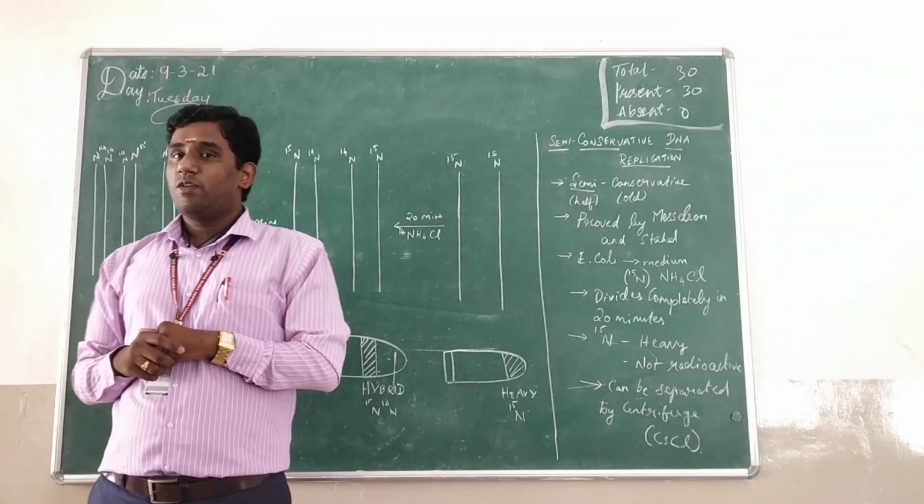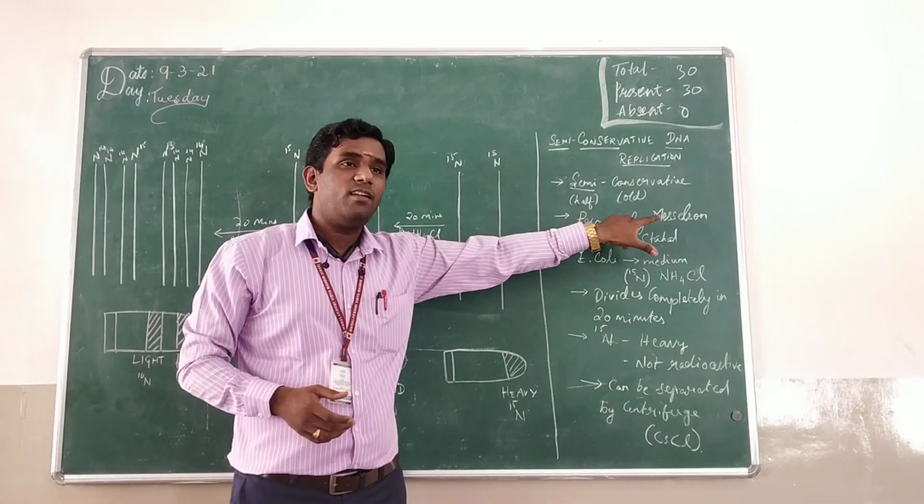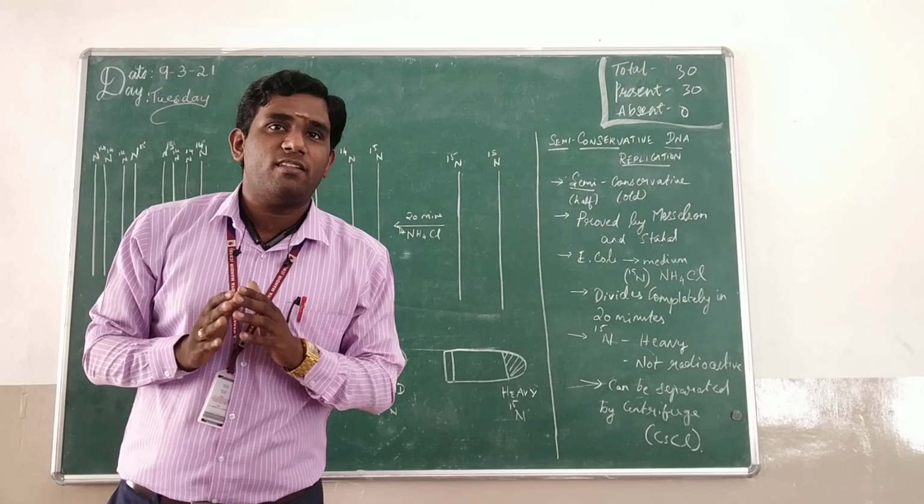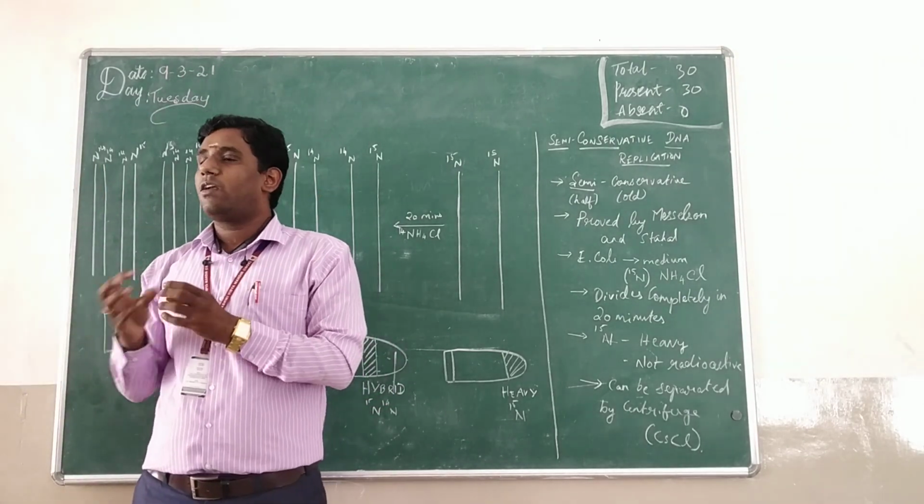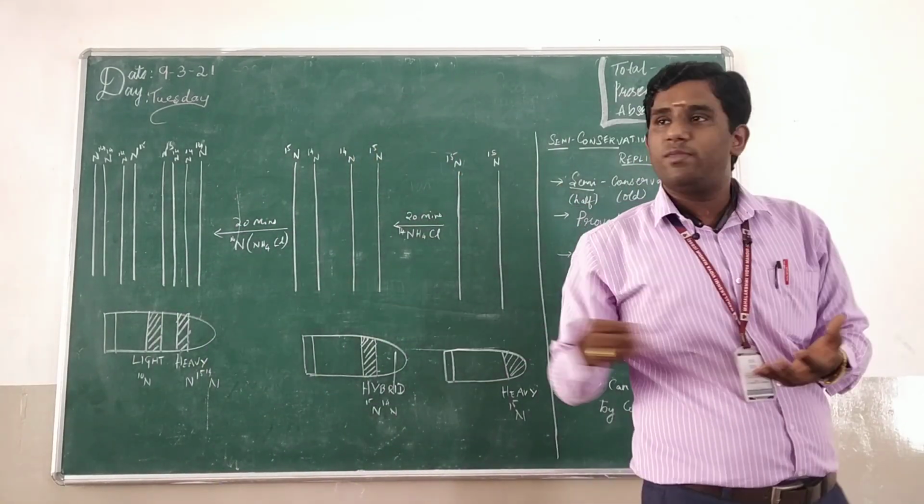Is it clear to you, children? So we are going to prove this. Who proved this? Two scientists proved this: Meselson and Stahl. These two scientists proved that DNA replication is a semi-conservative model. We'll see what organism they took, what experiment they did, and how they proved this.